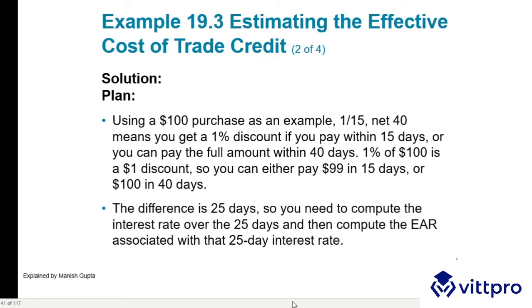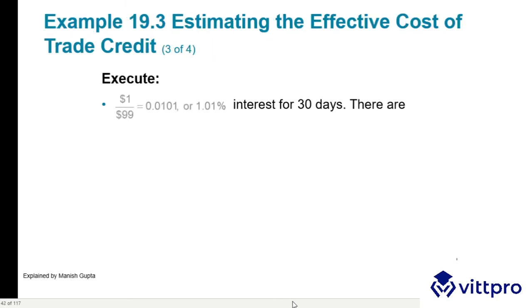So the difference is 25 days, which means you need to calculate the equalized annual interest rate based on a 25-day interest period. Okay. So the formula for EAR: 1 over 99. So that's 1.01%, because you are giving 1% interest on $99. So basically the interest rate is 1.01% for 30 days, and there are 14 periods of a similar cycle.